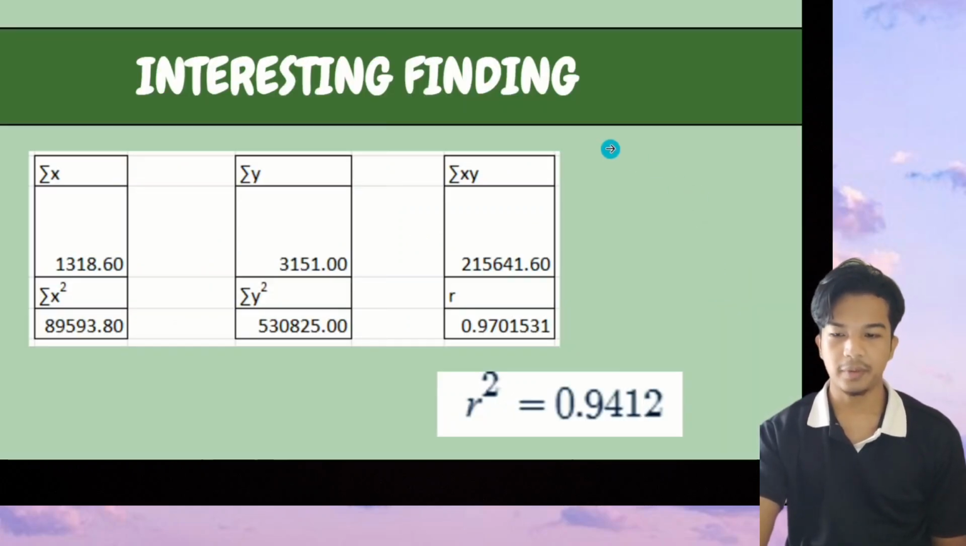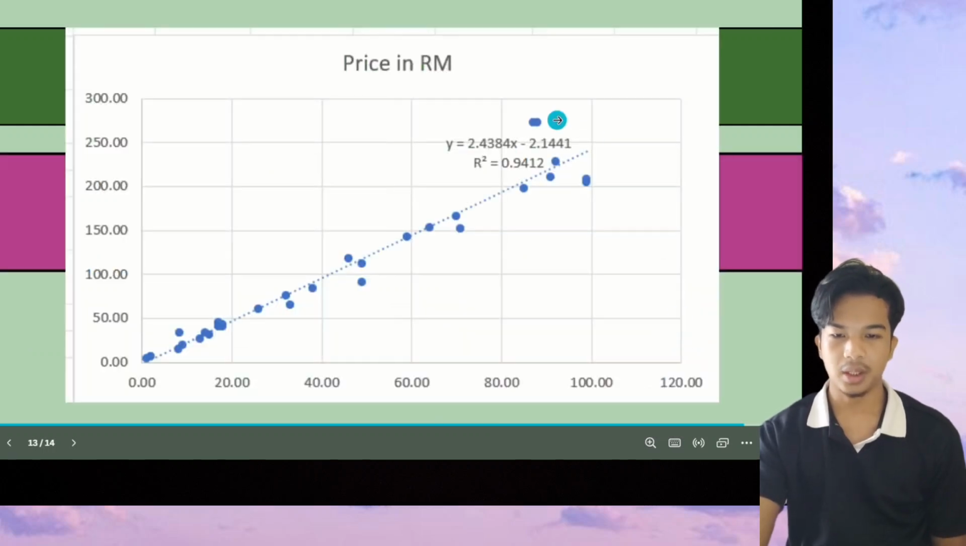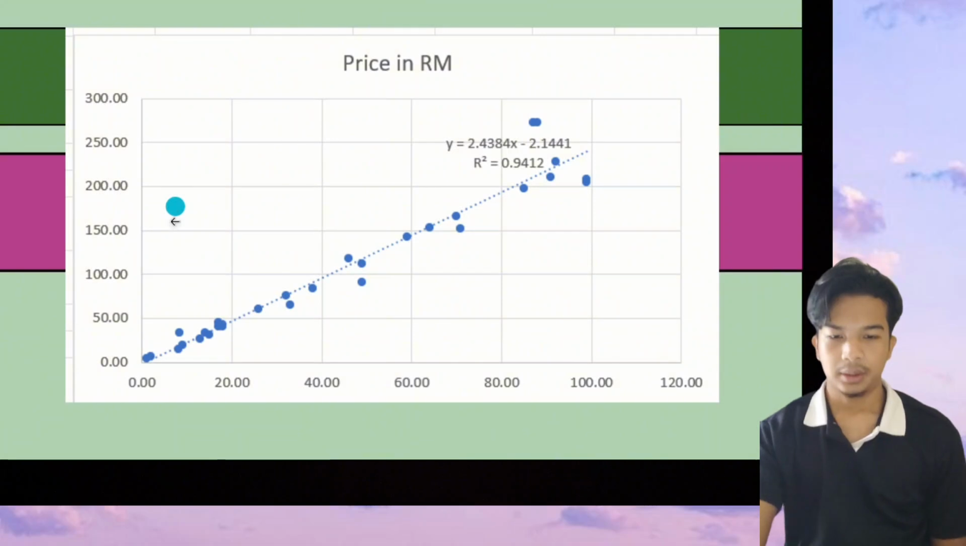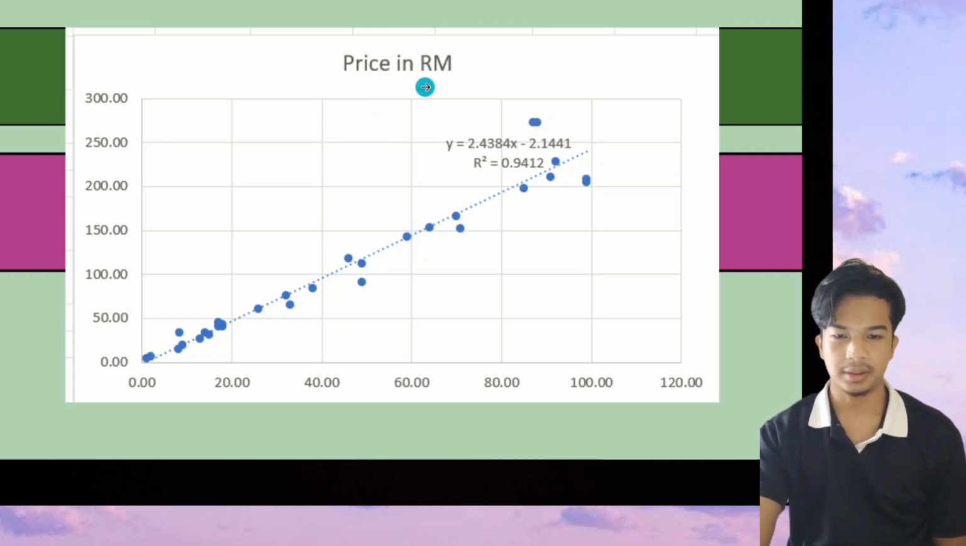This is our interesting finding. Summation of X, summation of Y, summation of product X and Y, summation X square, summation Y square, and this is our R correlation coefficient. This is the R square, 0.9412, and this is our scatter plot diagram. As you can see, this is our price in ringgit and distance in kilometer. Okay, next slide.